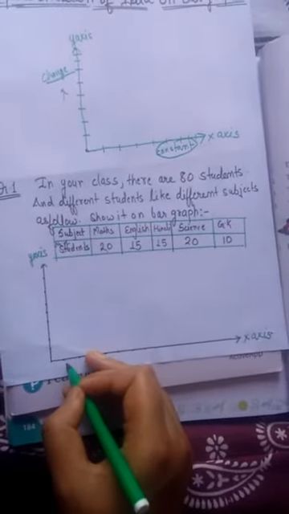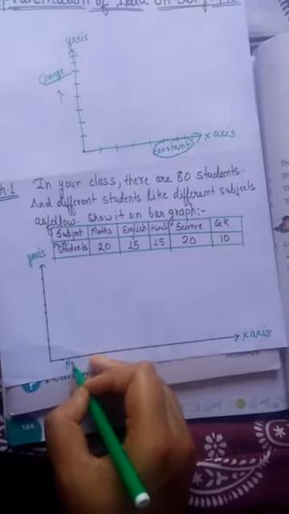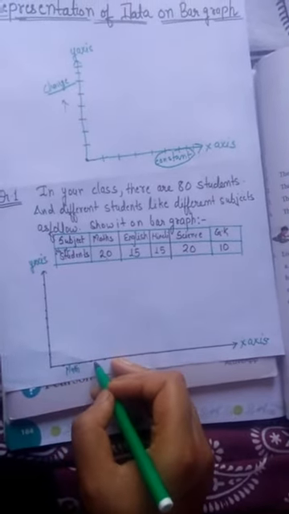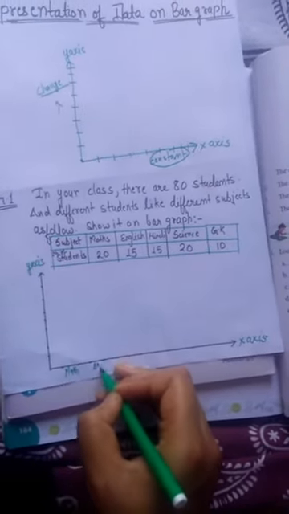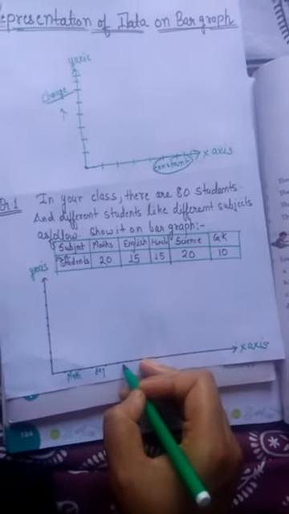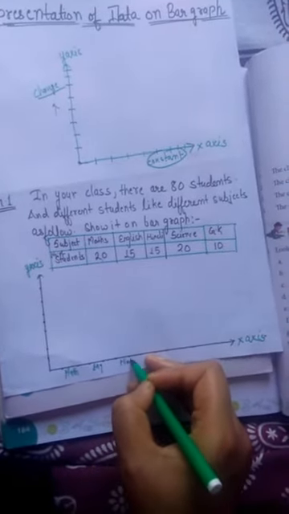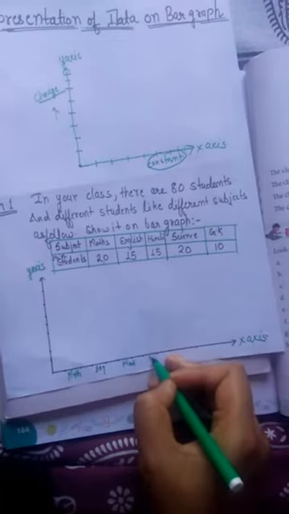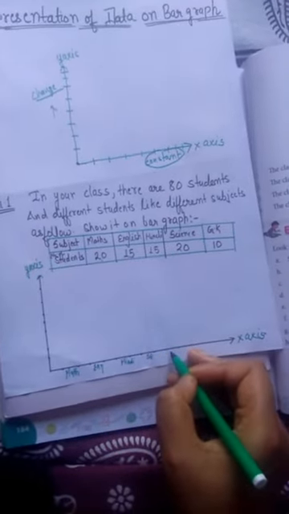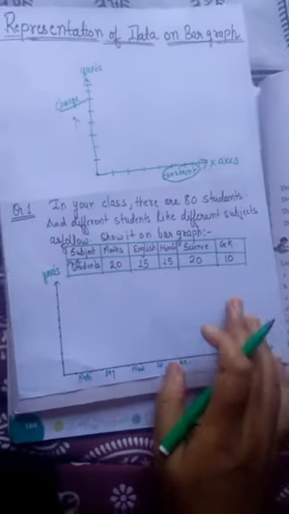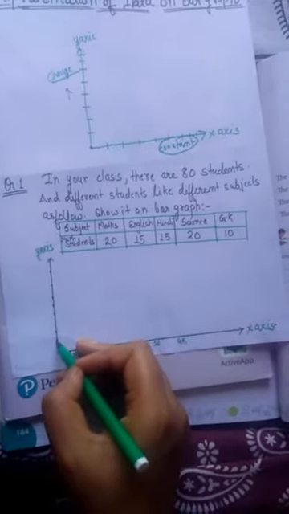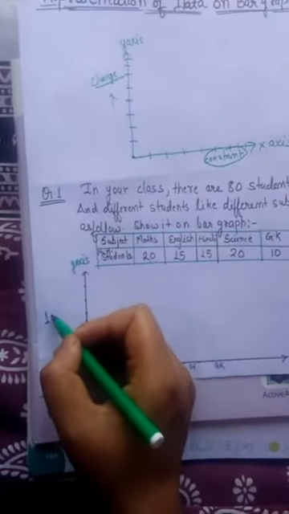And maths, we can write here maths, and this is English. After this Hindi, this is science, and this is GK. Understand student? And here we should write the scale for 1 centimeter.